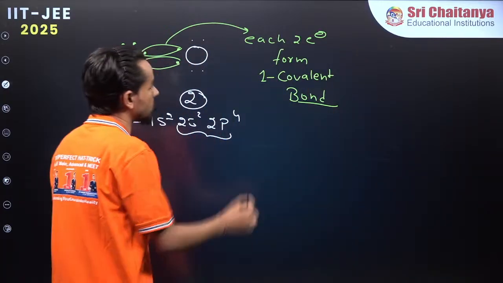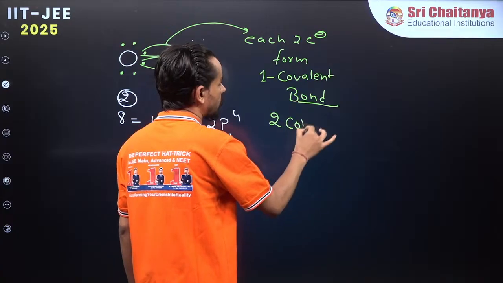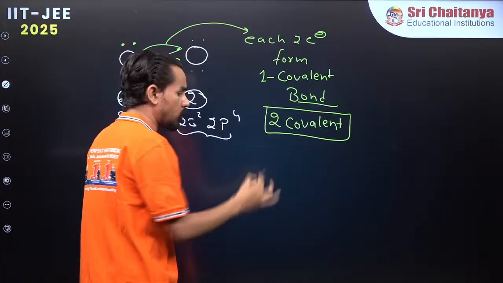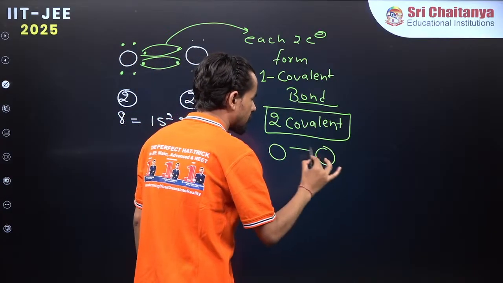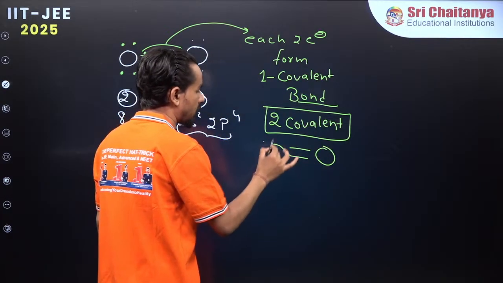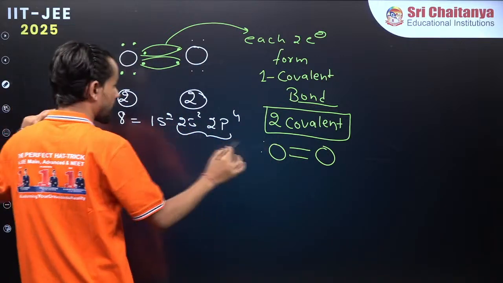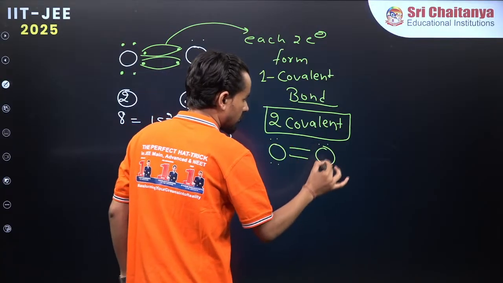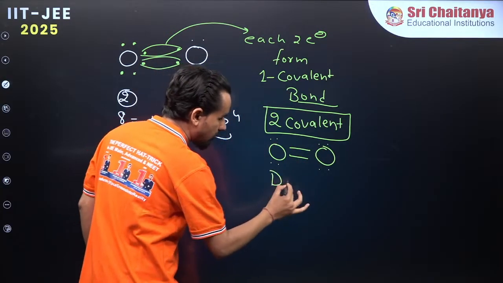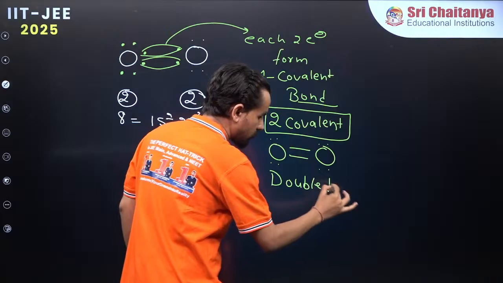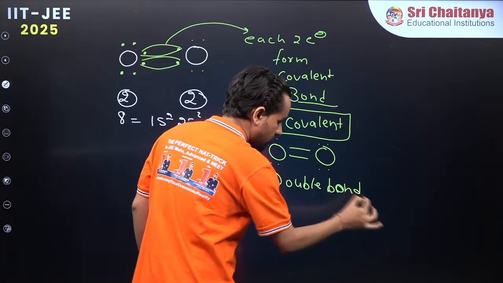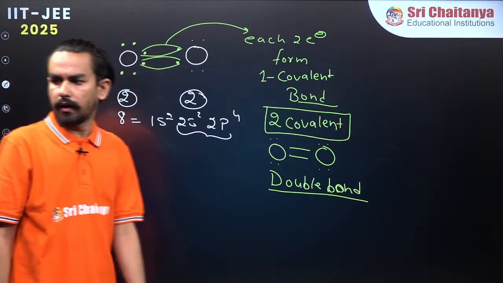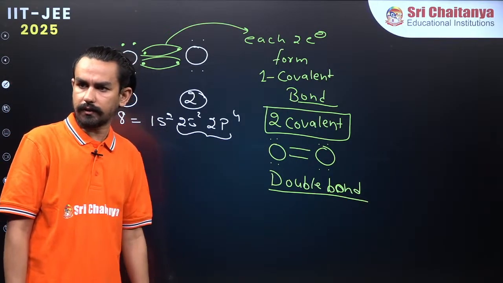And whenever 4 electrons are being shared, that means 2 covalent bonds are there. And whenever there are 2 covalent bonds between any 2 atoms, it is represented like this. This kind of bond is known as a double bond. So oxygen and oxygen are forming a double bond with each other, okay.